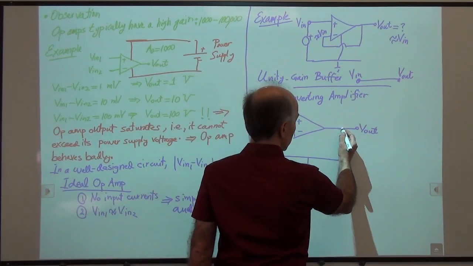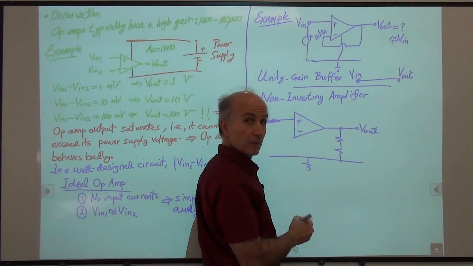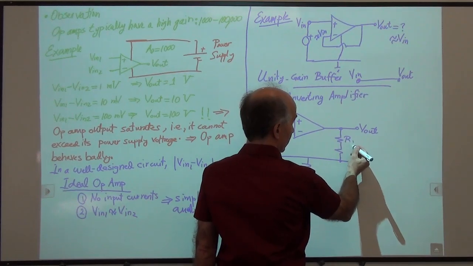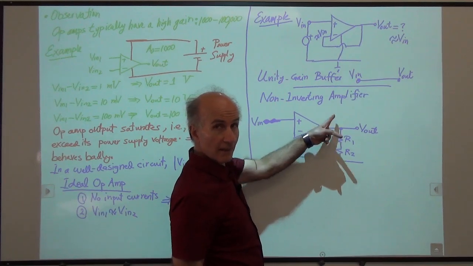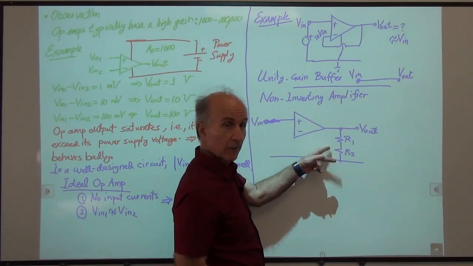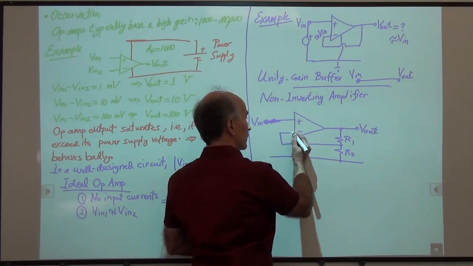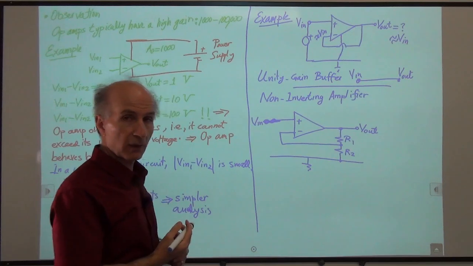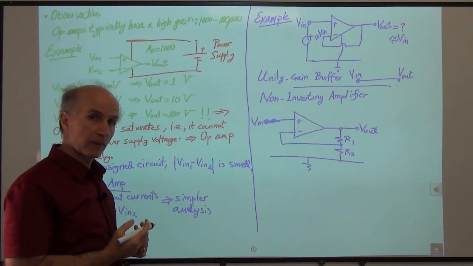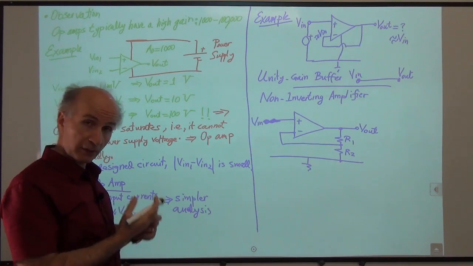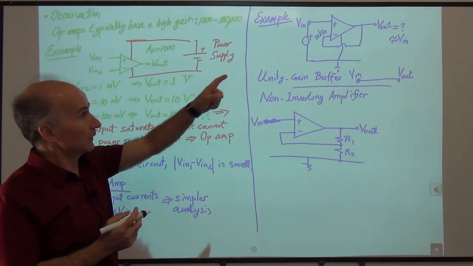Here's how it goes. Here's my output. How do I divide it? I give it to two resistors, R1 and R2. We know that this voltage is less than this voltage, right? This just divides it down. And then I take the signal and bring it back to the inverting input of the op-amp. Our objective is to find V out in terms of V in, just the way we did it on top.